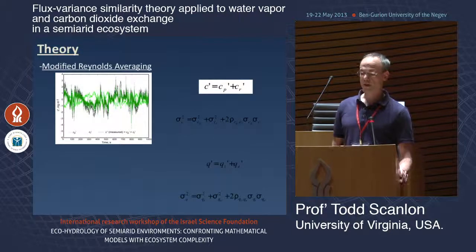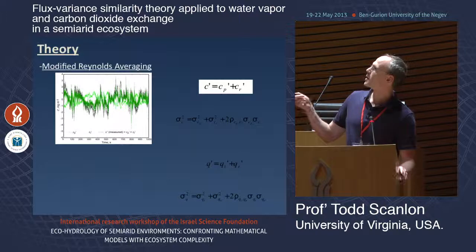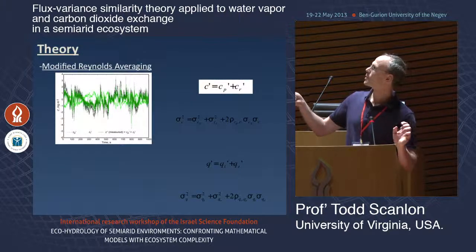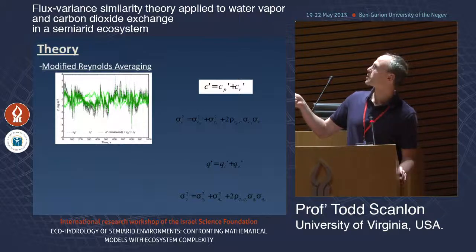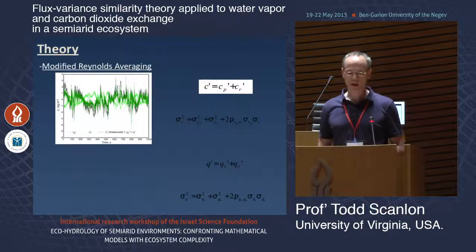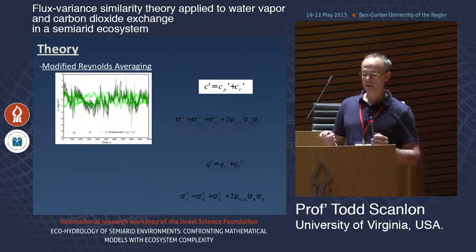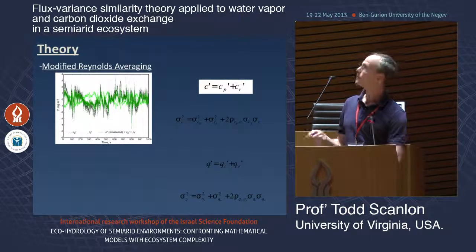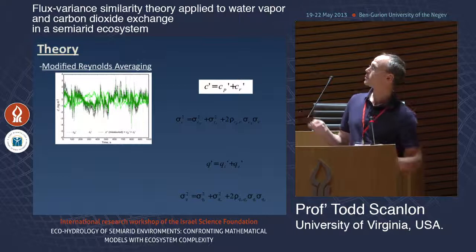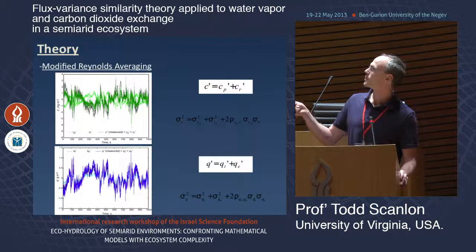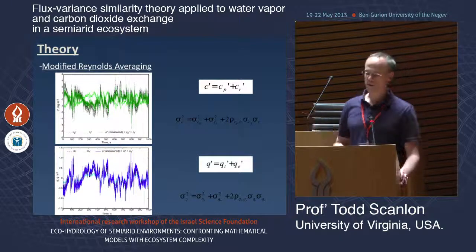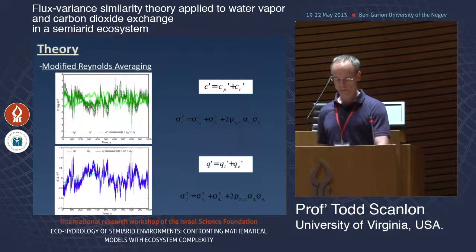Going into the theory, we propose a modified Reynolds averaging. So we can consider any CO2 perturbation from the CO2 concentration to be due to perturbations caused by photosynthesis and respiration. There's no way to measure those, but let's just assume that that is the case, which I think is a pretty good assumption. We can do the same thing for the water vapor fluctuations. So some of those fluctuations are caused by the transpiration, some are caused by the direct evaporation.